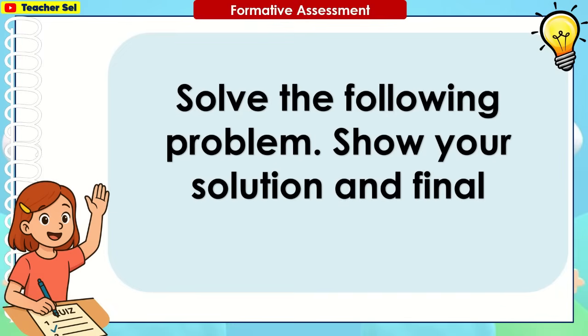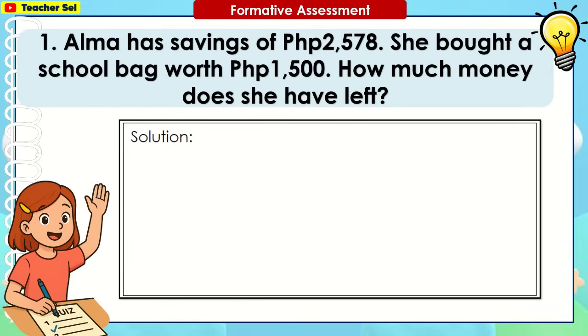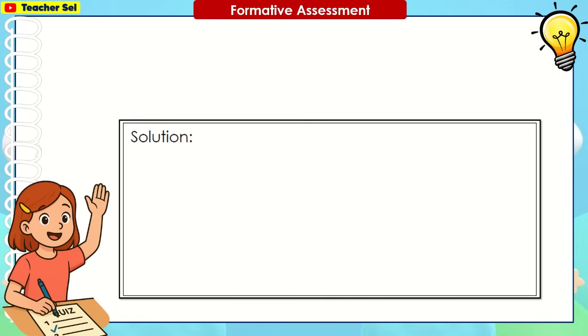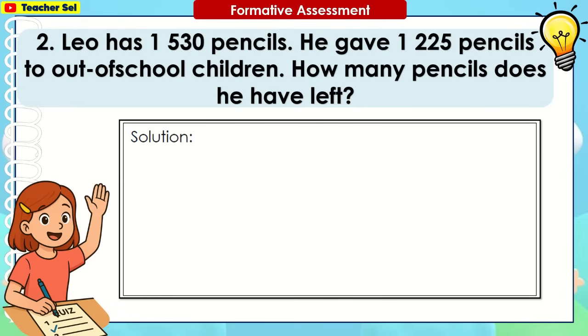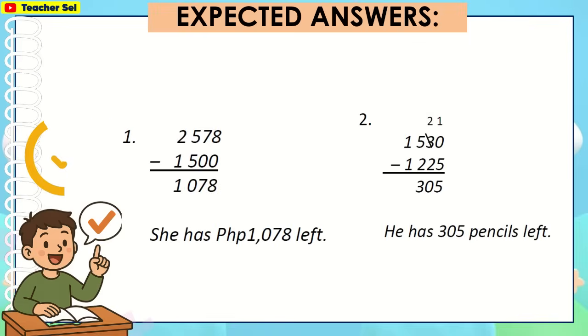Solve the following problem. Show your solution and final answer. Number 1. Alma has savings of 2,578 pesos. She bought a school bag worth 1,500 pesos. How much money does she have left? Number 2. Leo has 1,530 pencils. He gave 1,225 pencils to out-of-school children. How many pencils does he have left? Here are the expected answers. For number 1, she has 1,078 pesos left. Number 2, he has 305 pencils left.